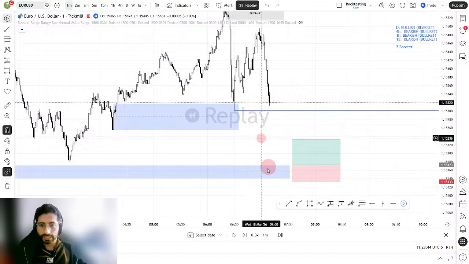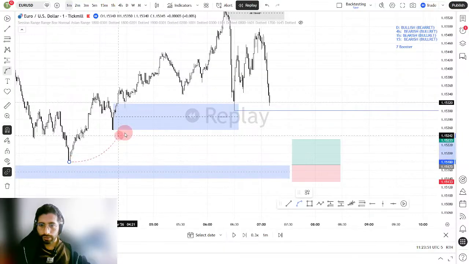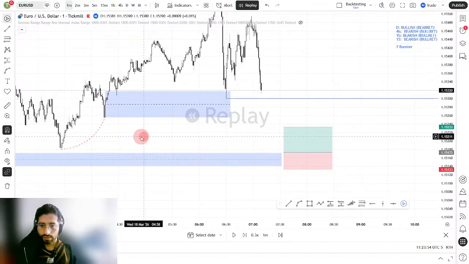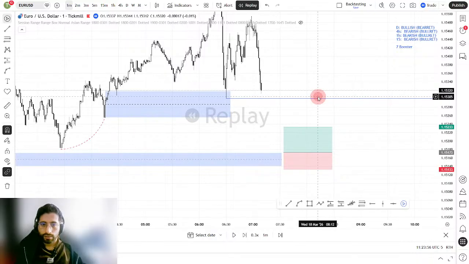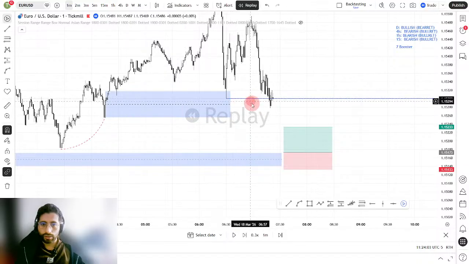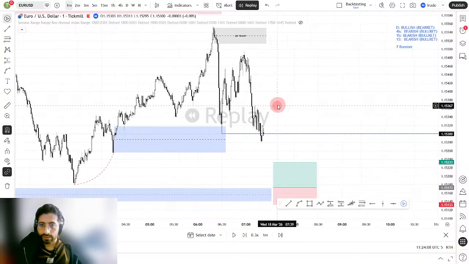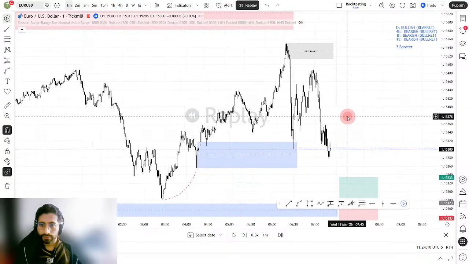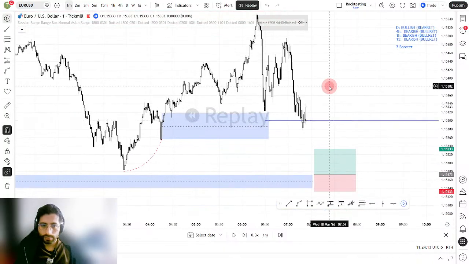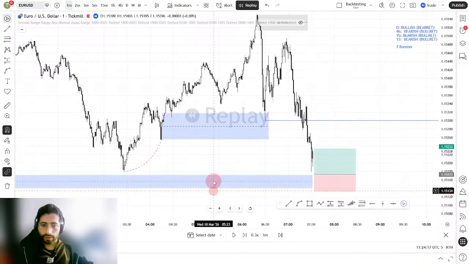I think, and this is my perception, I don't know what will happen next, but this will be taken. This will be taken. This is liquidity. Right. So it took the liquidity of this low. Who knows what will happen after this? Who knows? Right, it's going down.